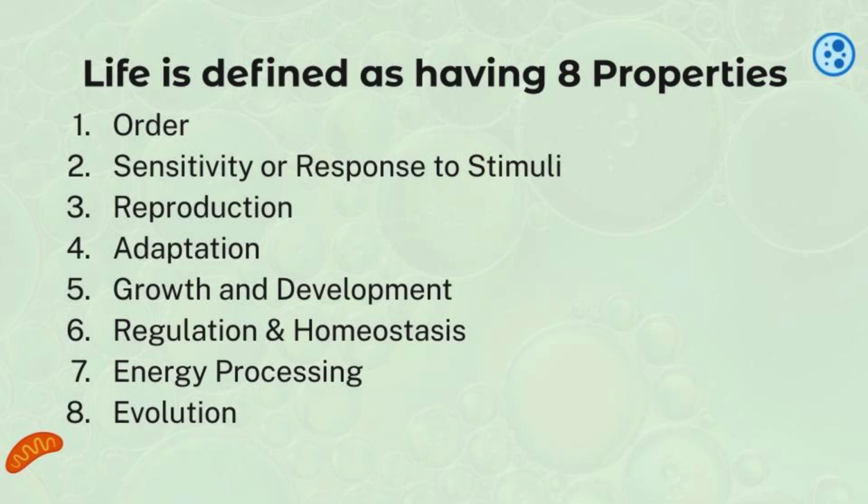So life is currently defined as having 8 properties. I do want to make a note here. These properties can change as the scientific community learns more. They can be combined or new ones added or ones taken away. So this is just as of what's accepted right now. The 8 are order, sensitivity, reproduction, adaptation, growth and development, regulation and homeostasis, energy processing, and evolution.